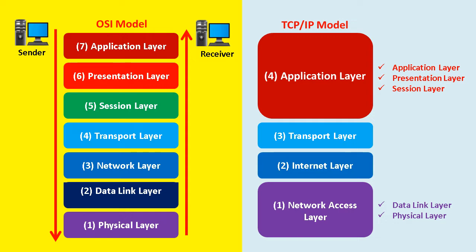TCP/IP has 4 layers, where the first application layer includes the first 3 layers of the OSI model, and the fourth layer includes the last 2 layers of the OSI model. You can see the diagram that is shown over here.